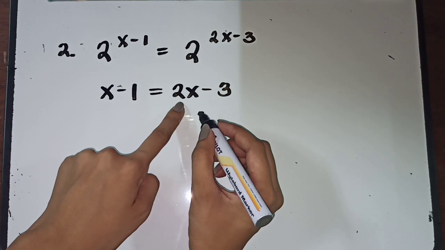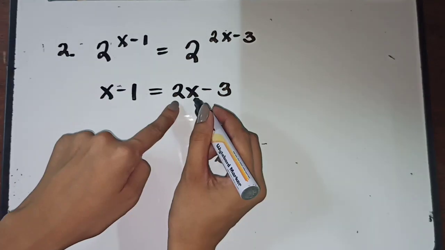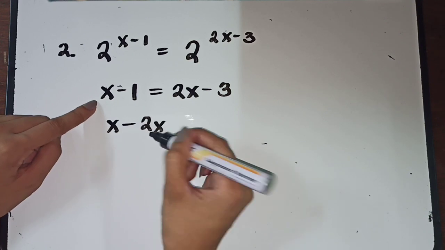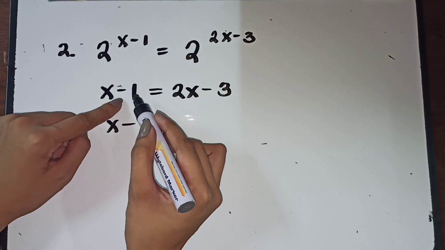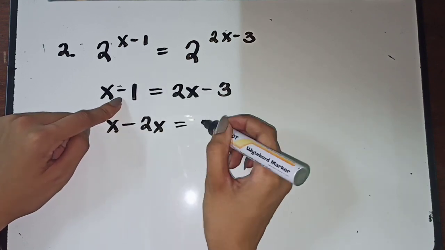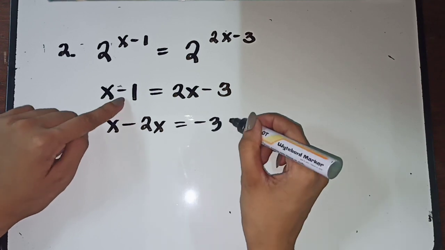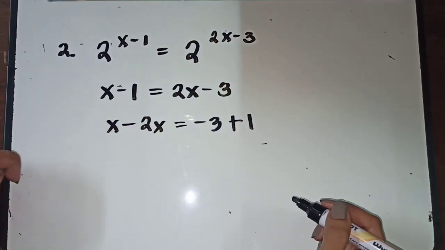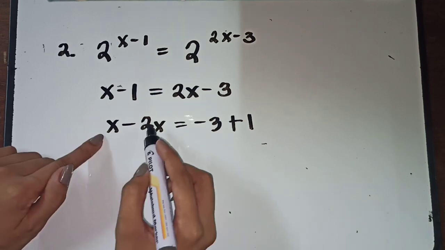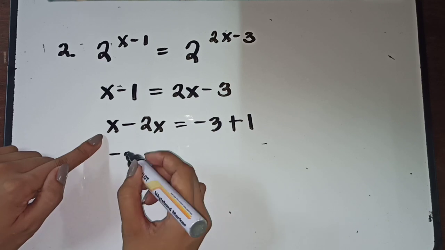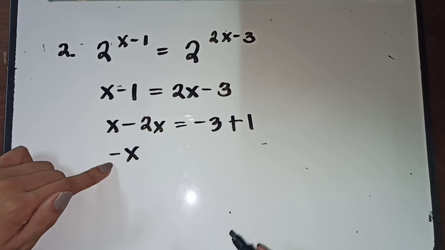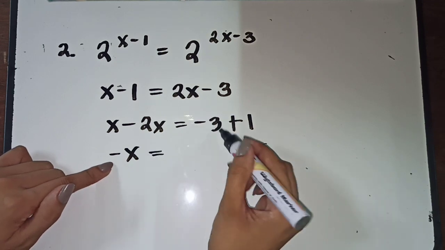2x, using addition property of equality. So, itong 2x na to, it will become negative, so we have minus 2x. And this negative 1, I need to eliminate this negative 1, so it will become plus 1. And the negative 3 stays. Next, x minus 2x. Meron akong piso at meron akong utang na 2, meron pa rin akong utang na piso. So we have x minus 2x is negative x is equal to negative 3 plus 1.